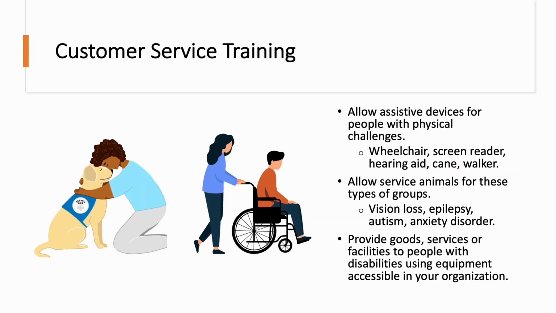Next, we will learn about the customer service training module and some tips when assisting customers with different types of disabilities. Customer service training is designed to learn how to serve customers that require accommodation, which includes the following: allowing assistive devices for people with physical challenges such as wheelchairs, screen readers, hearing aids, canes, and walkers, allowing service animals for these types of groups, vision loss, epilepsy, autism, and anxiety disorder, and provide goods, services, or facilities to people with disabilities using equipment accessible in your organization.